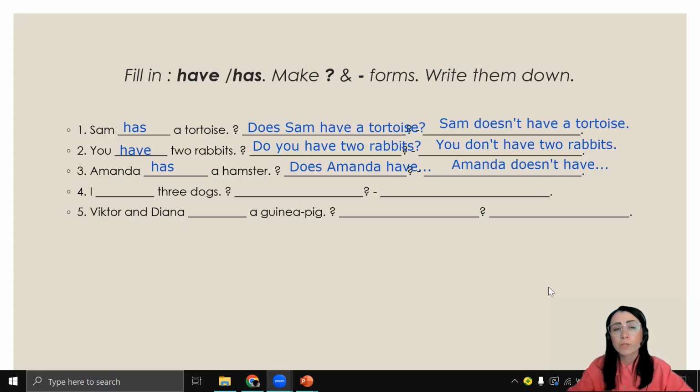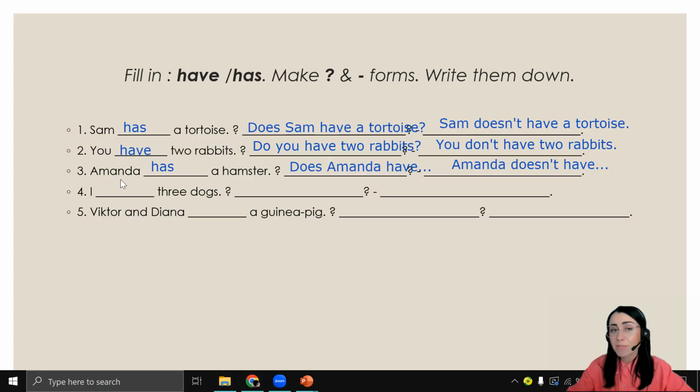Sam has a tortoise. Does Sam have a tortoise? Sam doesn't have a tortoise. You have two rabbits. Do you have two rabbits? You don't have two rabbits. Amanda has a hamster. Does Amanda have a hamster? Amanda doesn't have a hamster.